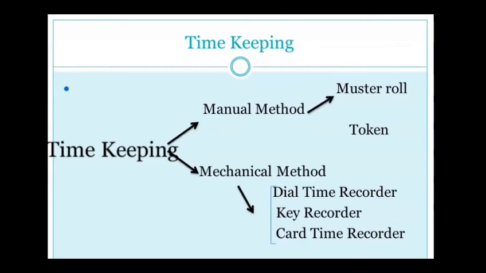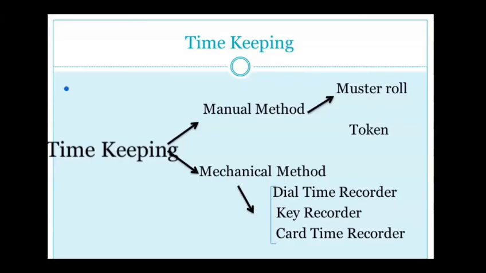The next one is the key recorder. In this method, each worker is given a key with a number. When a worker enters the factory, he inserts his key in the keyhole and turns it. The ticket number and the time are recorded on a sheet of paper.